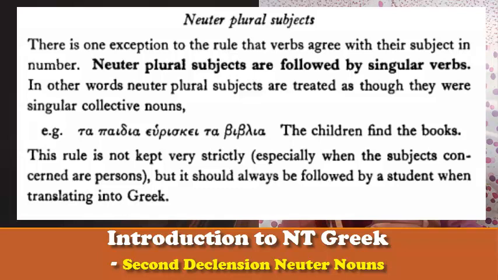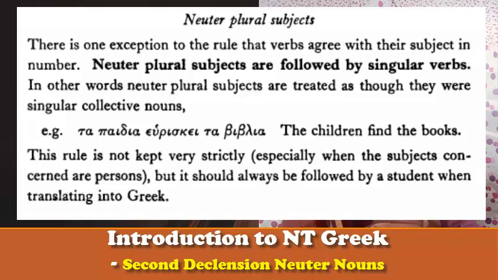In other words, neuter plural subjects are treated as though they were singular collective nouns. So when we have a phrase such as "ta paidia euriske ta biblia", that means the children find the books. In the English translation, you still follow your Concord rule, but in Greek, the neuter goes with the third person singular, finds.